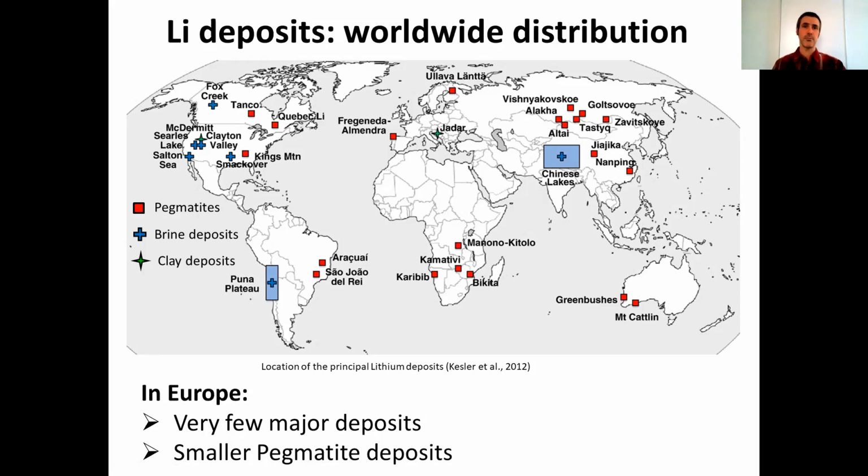Talking about Europe, you see that there are just a few major deposits. And if we look at the pegmatite deposits specifically, they are smaller than other deposits in the world. And I will especially talk about this giant deposit here, the Greenbush deposit.